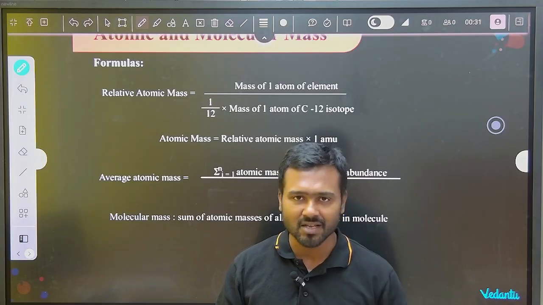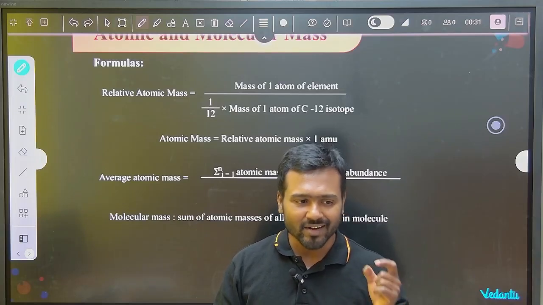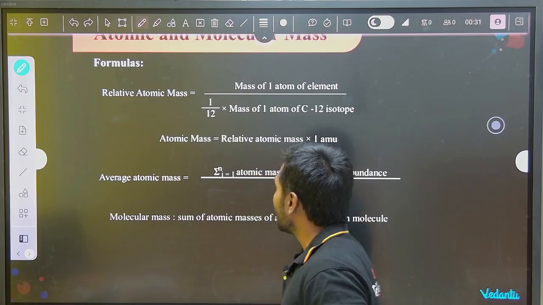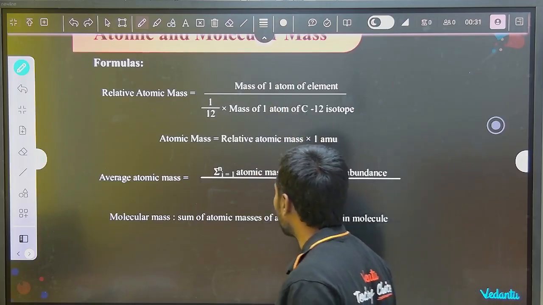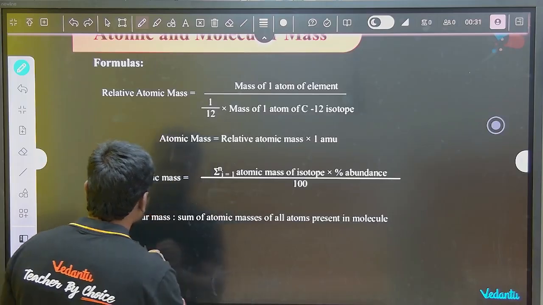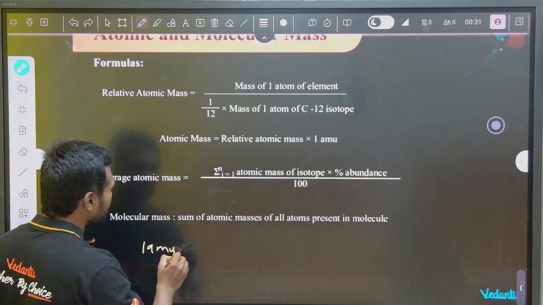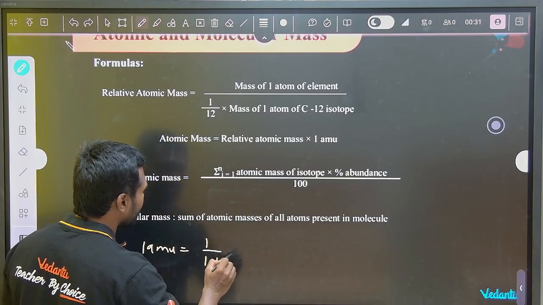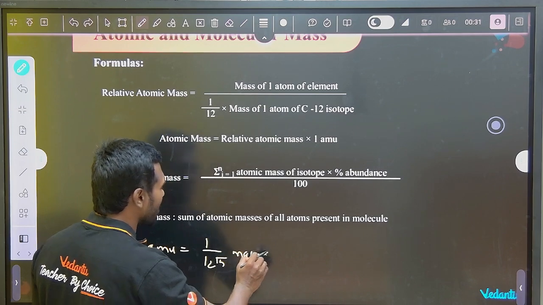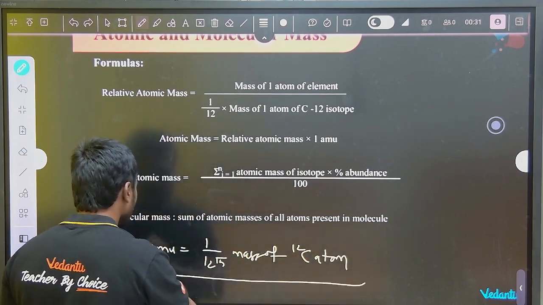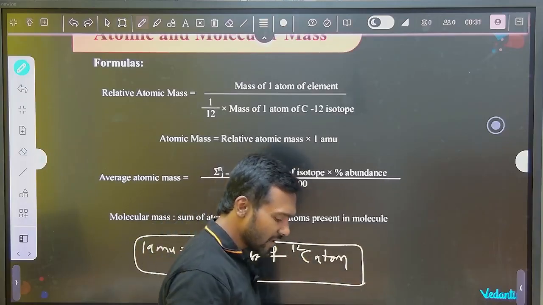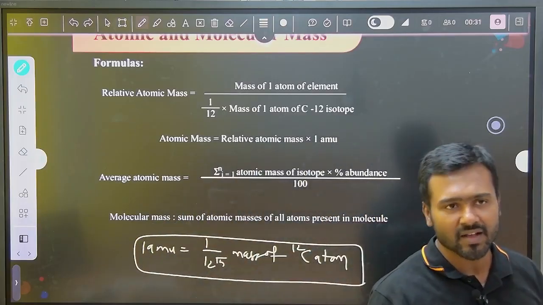It's a relative mass concept. So what is the atomic mass unit? It means the mass of one atom. What is AMU? AMU is nothing but 1/12th the mass of a carbon-12 atom. This is AMU. So one AMU is equal to 1/12th the mass of a carbon-12 atom.